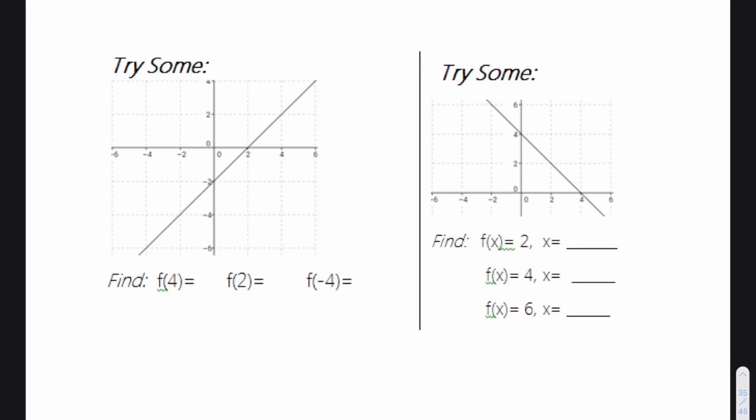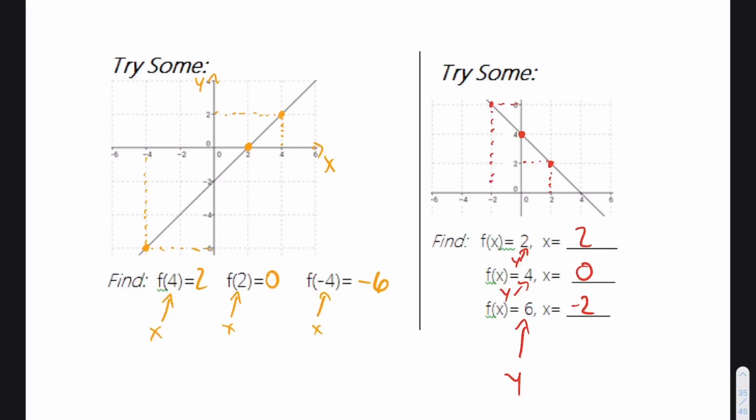Try these ones on your own. Draw the graph exactly how I have it. Pause the video, and I'll show you the answers in a moment. The left ones gave you the x's, and so you found the y's on the graph. The right graph gave you the y's, and you had to find the x's.